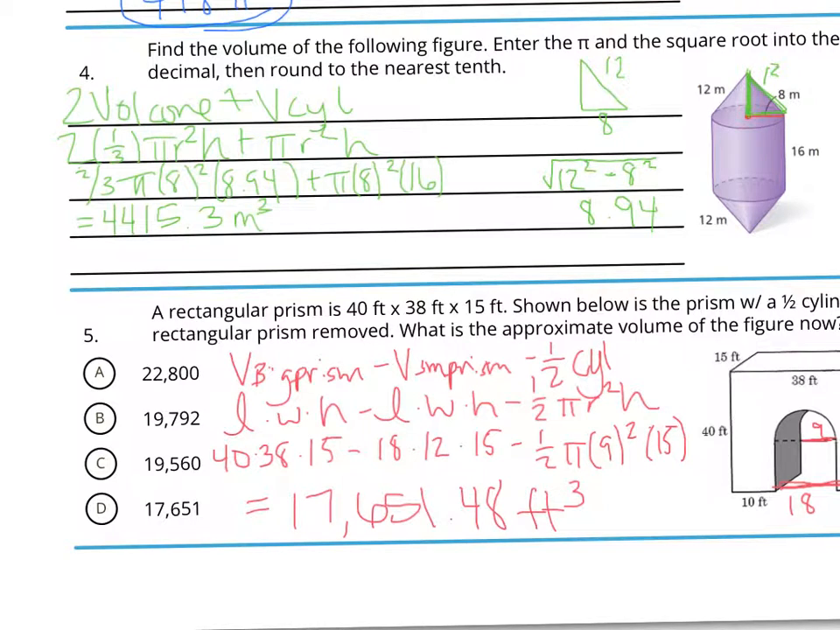So if the slant height is 12 and the radius is 8, this one I told you could enter into your calculator, so you can just get a decimal and you get that decimal of 8.94. So then I plug in 2 cones at 1/3 pi, the radius is 8, the height we just calculated is 8.94, plus then the cylinder pi r squared h. Tap all of that into your calculator and you get 4415.3.